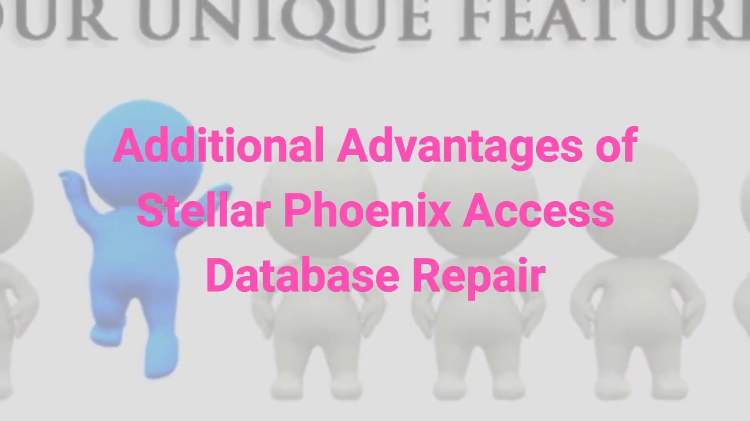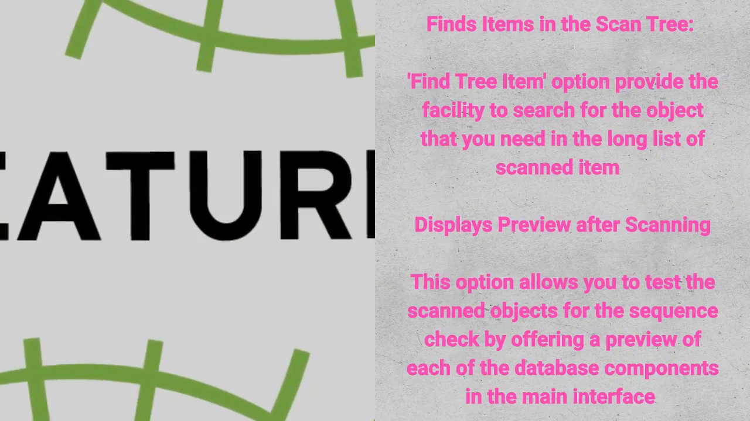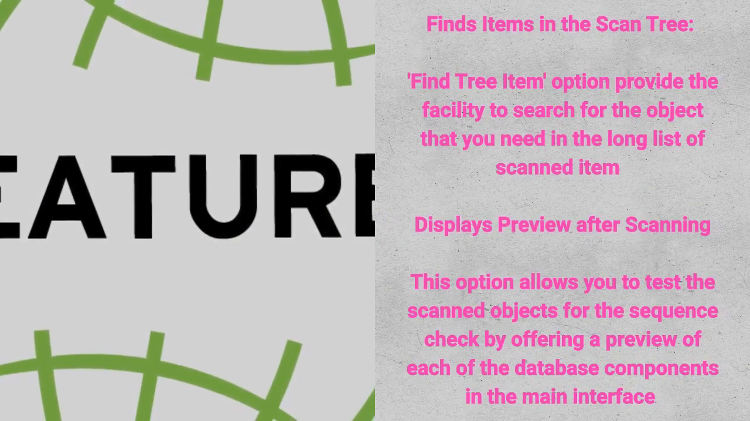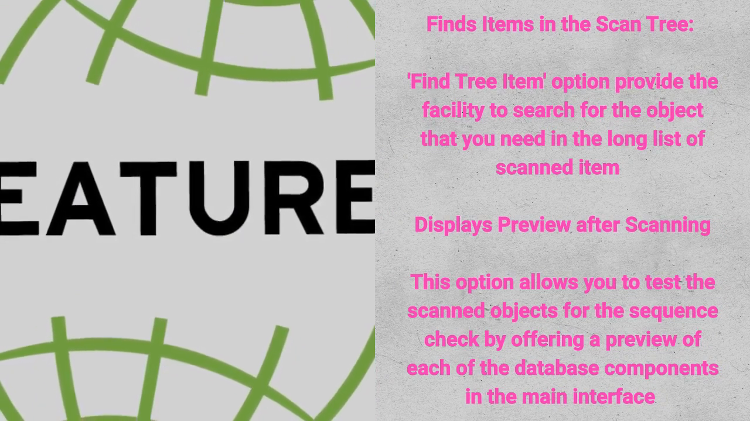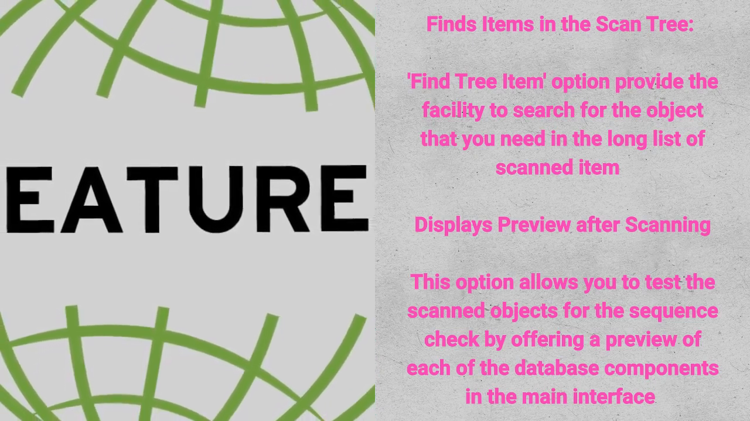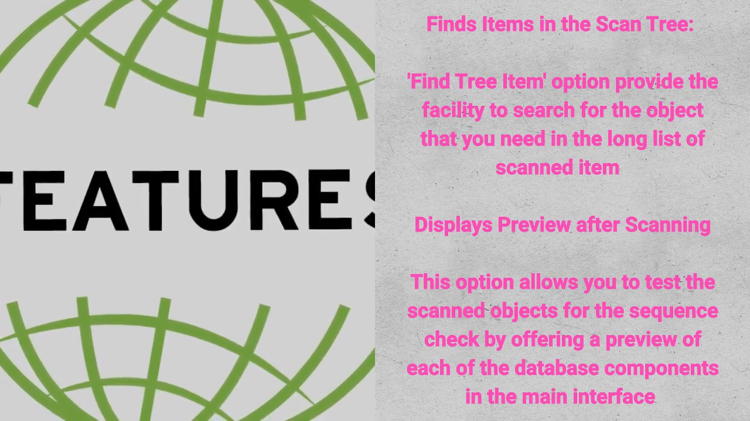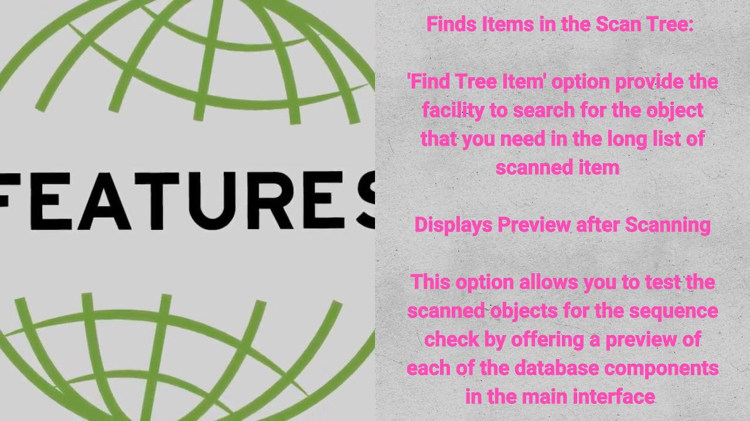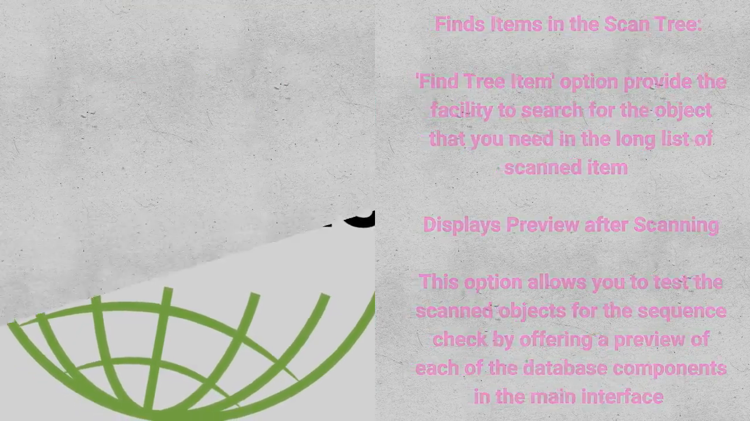Additional advantages of Stellar Phoenix Access Database Repair. Finds items in the scan tree. The find tree item option provides the facility to search for the object that you need in the long list of scanned items. Displays preview after scanning. This option allows you to test the scanned objects for the sequence check by offering a preview of each of the database components in the main interface.